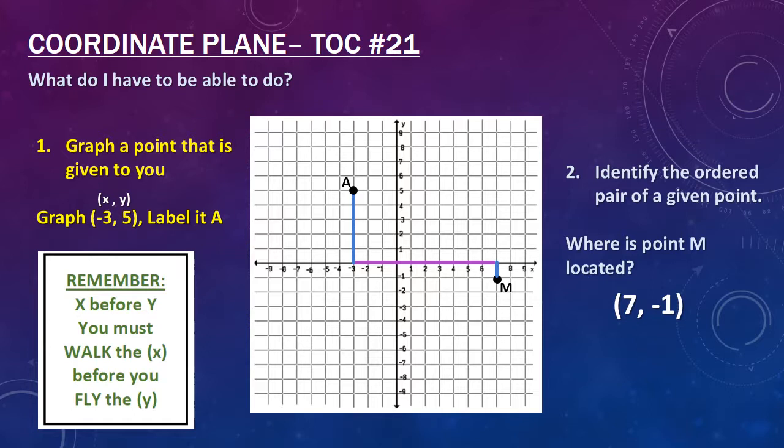Remember, when it's a positive number, we don't have to write that little plus sign to show it's positive. It's understood to be positive. So those are the two things you have to be able to do: graph a point and then identify the location using an ordered pair.